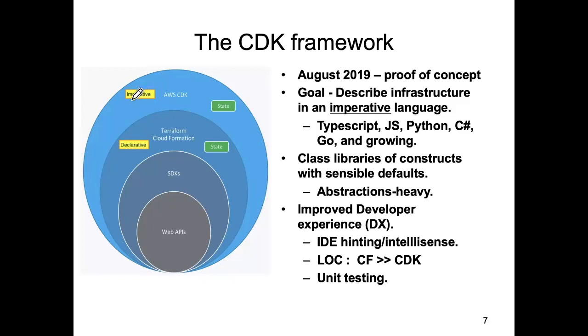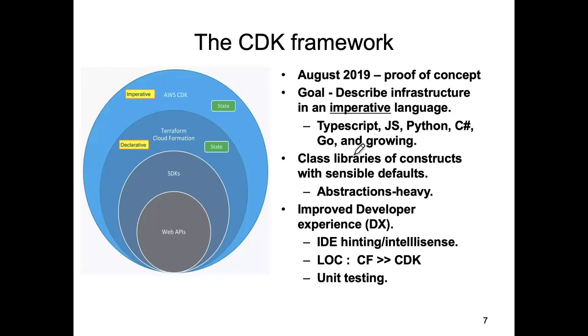And as developers, we're very familiar with imperative programming languages. We're less familiar with declarative programming languages. Also, what imperative programming languages give us is the ability to have various abstractions, which means we write less code. So I'm saying around August 2019 was the first release of the CDK framework. Its goal was to describe infrastructure in an imperative language. And as I said, there are many languages that it supports.